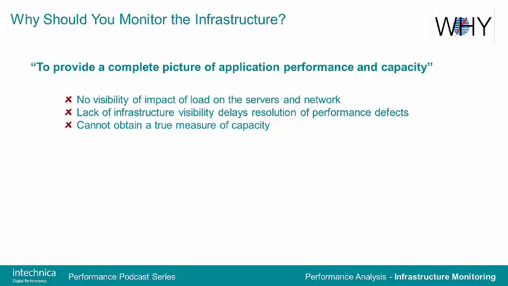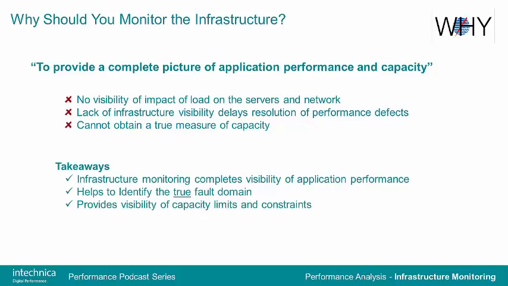A lack of infrastructure visibility delays resolution of any performance defects that may be observed, and you cannot obtain a true measure of capacity without monitoring the infrastructure. Ultimately, infrastructure monitoring completes visibility of application performance. It helps to identify the true fault domain for any problems that may occur, and provides visibility for capacity limits and constraints as they apply to the server and network.